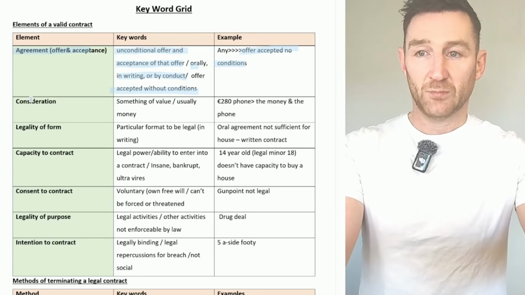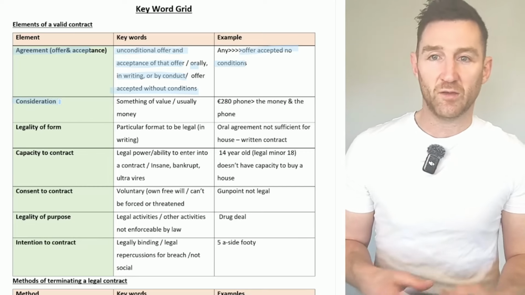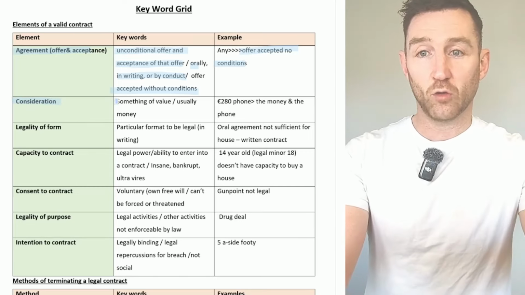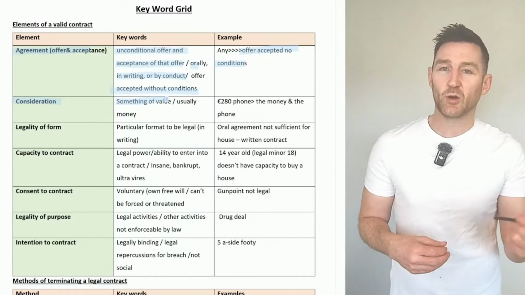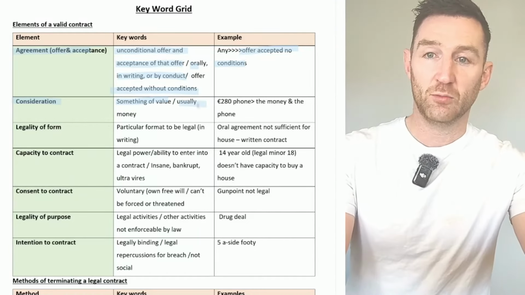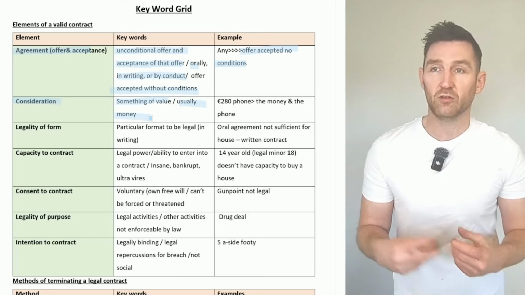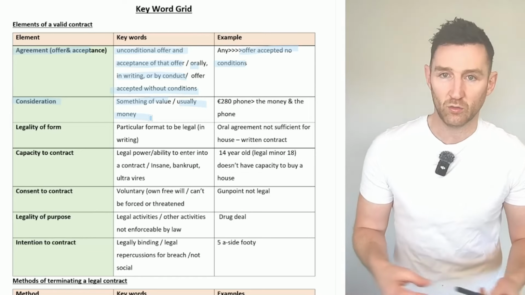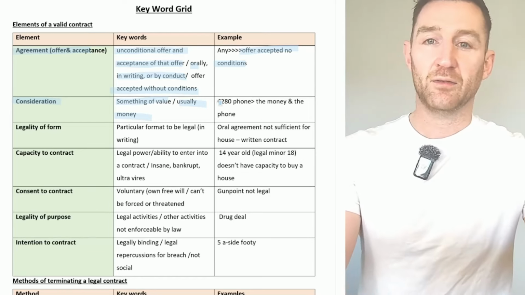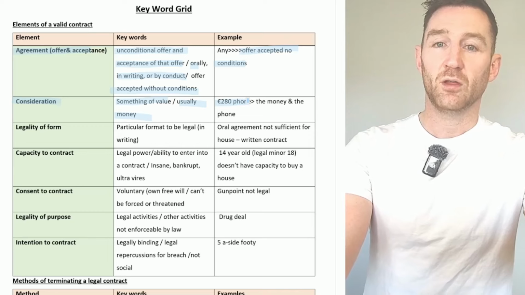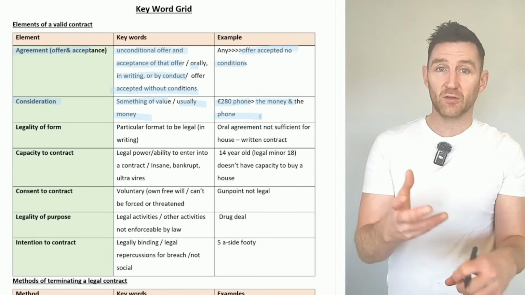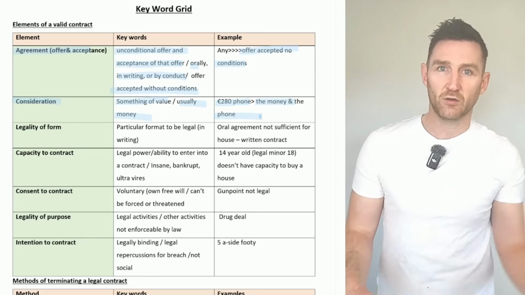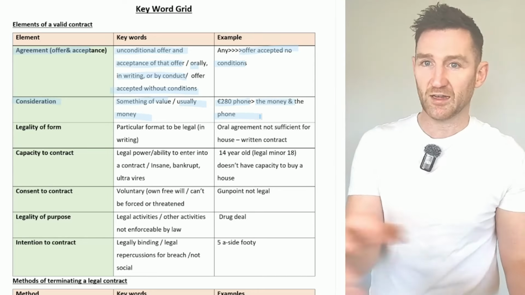Consideration is the next one. So with consideration, 2 bits of info. Firstly, it means that something of value must be exchanged. And a good second point to tag on is that it's usually money, but could also be goods. So let's say that someone buys a phone for €280. The money and the phone are the consideration. Just a little tip there. It is good to hammer home the money and the phone are the consideration. Show your understanding. That's the idea here.